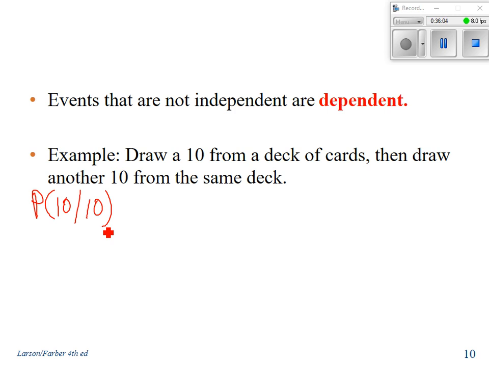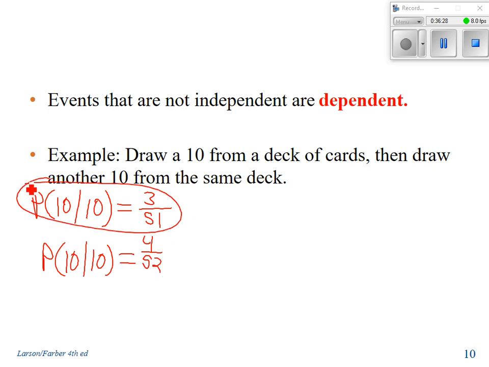Put it back. If I don't put it back, the probability of getting that second 10 would be 3 out of 51. The probability of getting that second 10, if I put the first 10 back, is 4 out of 52. So here, these would be dependent events. This way they would be independent events.